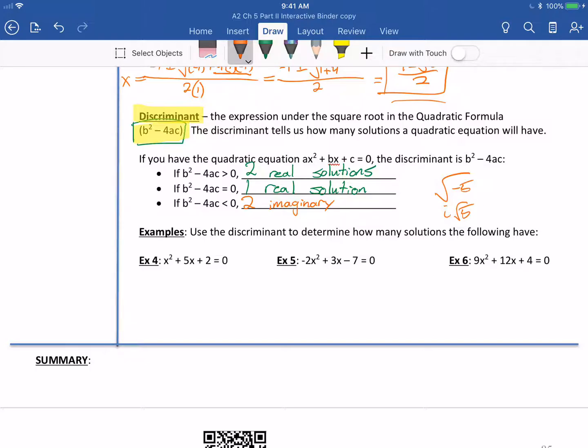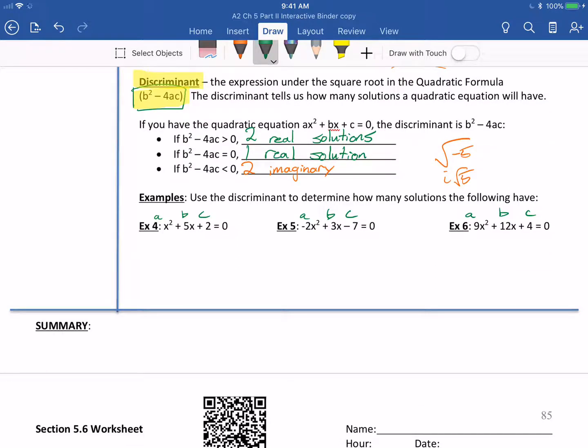All right, awesome. So here it just asks us to use the discriminant to determine how many solutions these guys have. So now I have an A, B, and a C, and an A, B, and a C, and an A, B, and a C. So now let's just go through and plug these into b squared minus 4ac and see if it gives us an answer that is greater than 0, equal to 0, or less than 0. Okay, b squared is going to be my 5 squared minus 4 times my a, and then my c is 2. So this is going to be 25 minus 8, which is going to be 17. So this is obviously a positive number. 17 is greater than 0, so this is going to be 2 real.